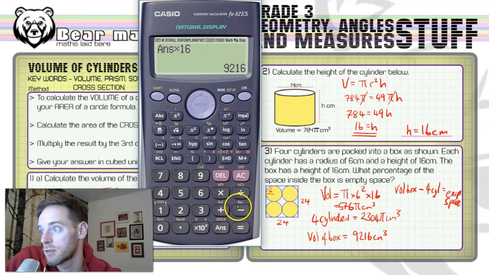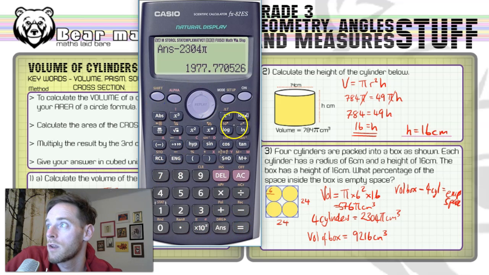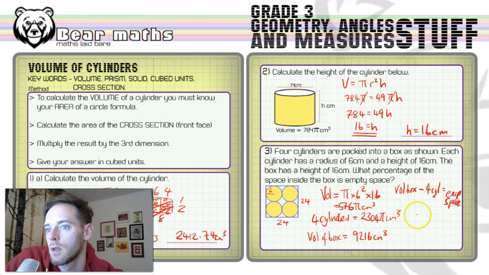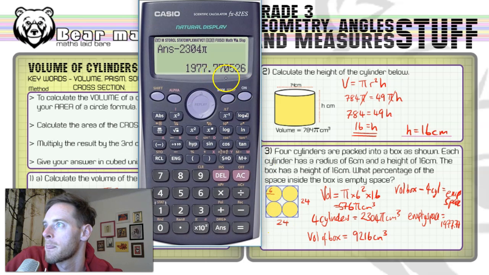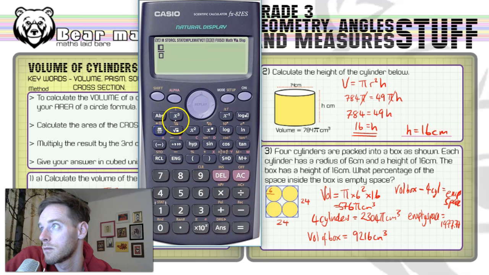So there's the volume of the box. Take away the 2304. Don't forget to put the pi on, right? Centimeters cubed. We've got 1977. So empty space equals 1977.77. And then we got some more numbers after that, but I'll take 2 decimal places there. So that bit needs to be put out of the total, all right? So if we put that out of, so divide that answer by the total volume of the box, 9216 centimeters cubed.